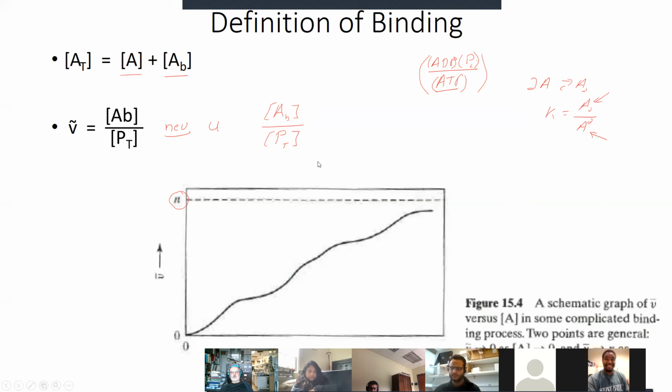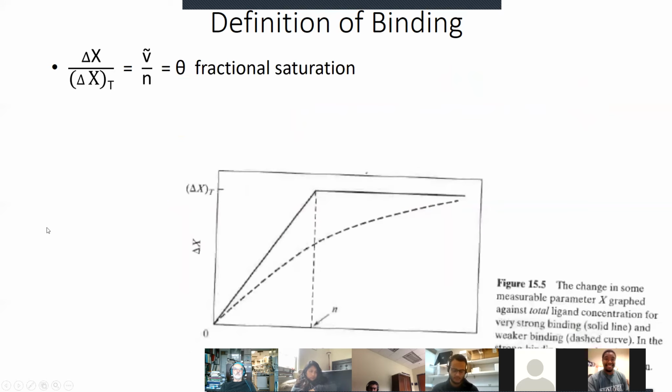So this is a general expression, just to show that there are multiple equilibria in here, and you get changes across this with multiple equilibrium constants. So nu is the concentration bound divided by total protein concentration.